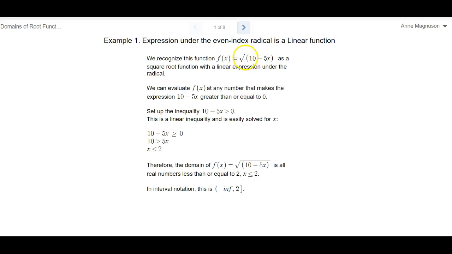Since we want to make sure what's under the radical sign only evaluates to a positive or non-negative number, we want to set up the inequality 10 minus 5x is greater than or equal to 0. This is a linear inequality, and we can easily solve it, and we see that only values of x that are less than or equal to 2 make 10 minus 5x greater than or equal to 0. Therefore, the domain is all real numbers less than or equal to 2.